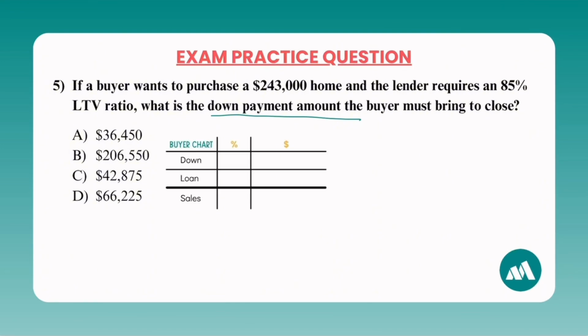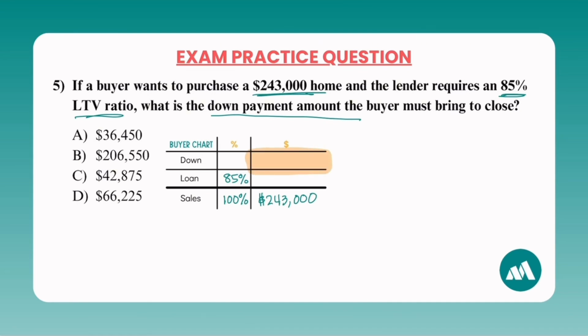All right, now let's start to fill in our DLS chart. So we want to have a $243,000 sales price. So that goes in our sales price box. Now remember, that's 100%. Now we have an 85% loan to value ratio. So that goes in our loan to value ratio box. Now they want to know what is the down payment amount. So they want to know this box.